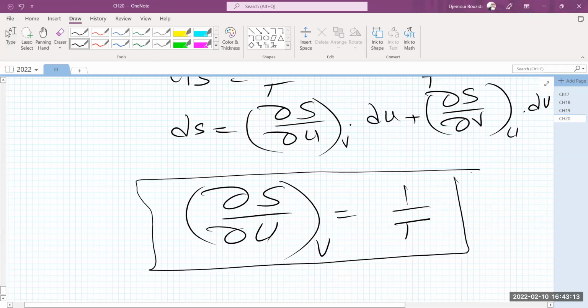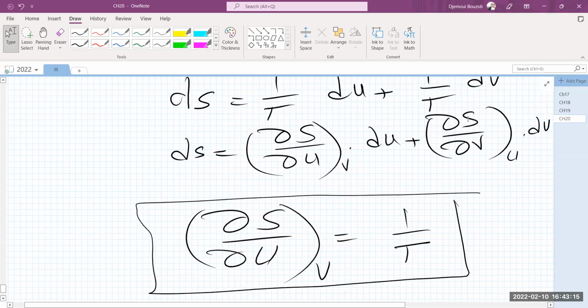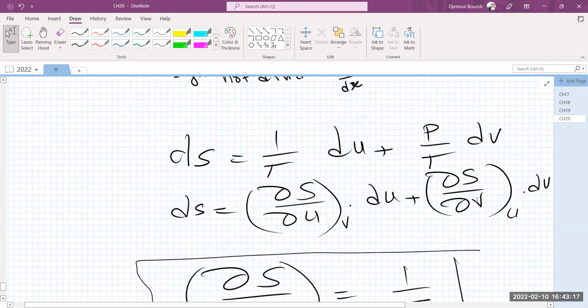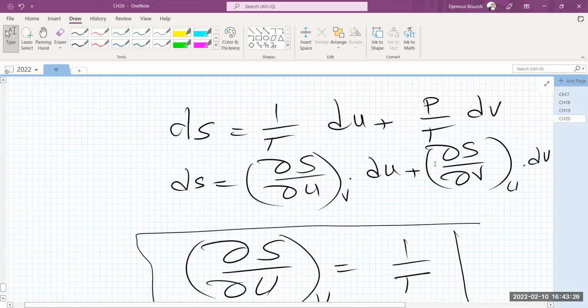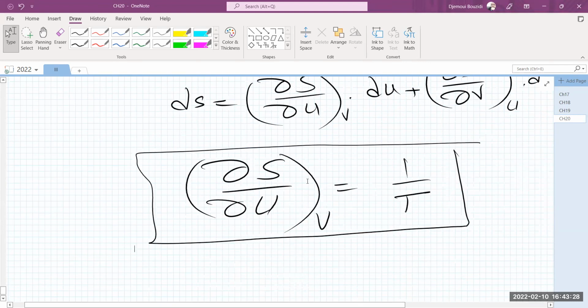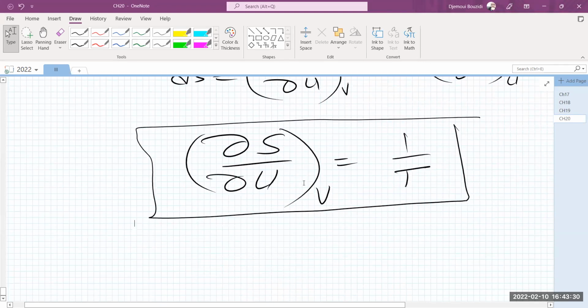If you want to, you can compare the other two terms also, the partial derivative of the entropy with respect to volume, when the volume is changing, then in this case, it's going to be P over T. I'm not interested in that expression right now, because I want to push this expression further.